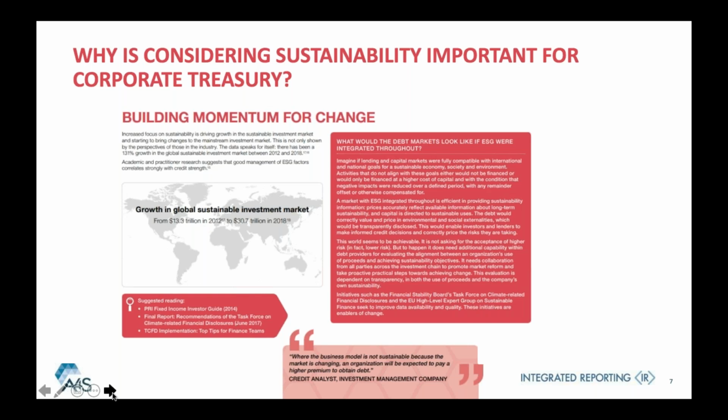Debt would correctly value and price in environmental and social externalities, which would be transparently disclosed within that. And an economy such as this would enable investors and lenders to make informed credit decisions and correctly price the risks they're taking. But I guess the question is, is this world achievable? Is this something that we could get to? And yes, we believe it is. And so do our CFO Leadership Network members who helped to develop this guide.